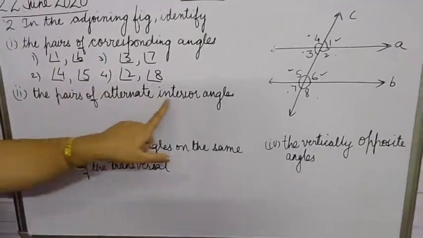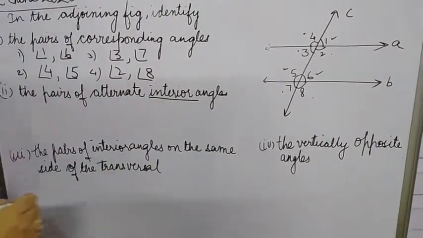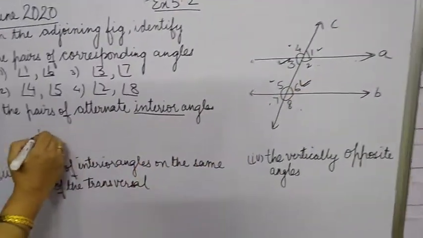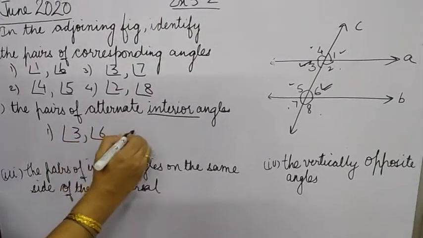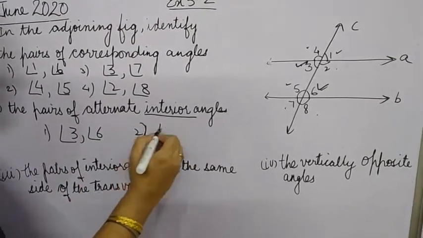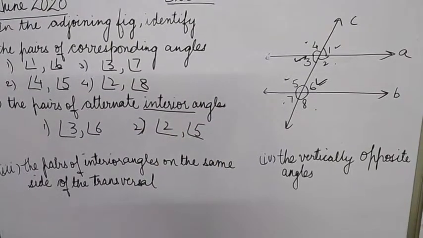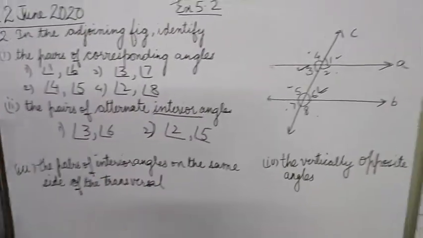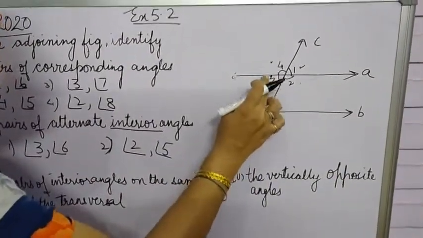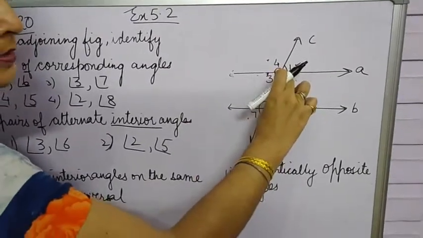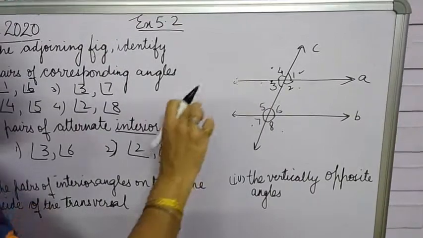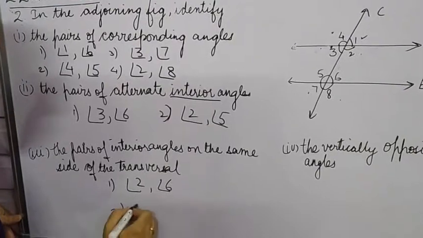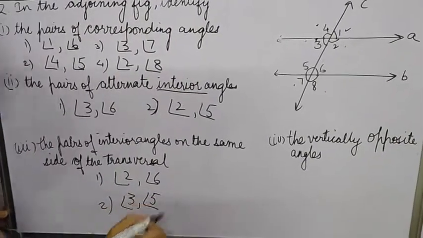Now pairs of alternate interior angles, only alternate interior angles. So in such cases, two pairs of alternate interior angles are formed. The first pair is angle 3 and angle 6, and the second pair is angle 2 and angle 5. Now third part says the pairs of interior angles on the same side of transversal. These are the interior angles, and these two are on this side of transversal and these two are on the left side. So first pair is angle 2 and angle 6, and second pair is angle 3 and angle 5.